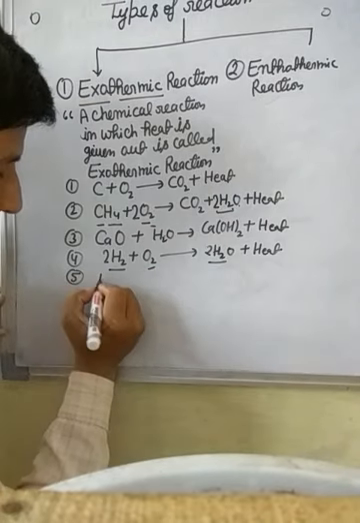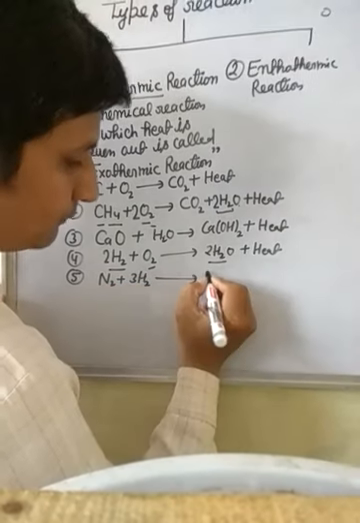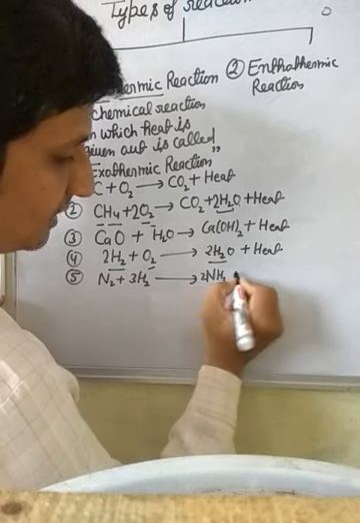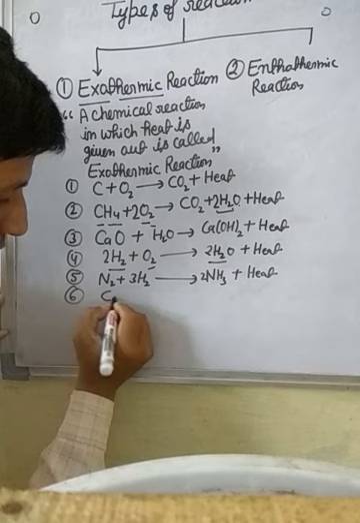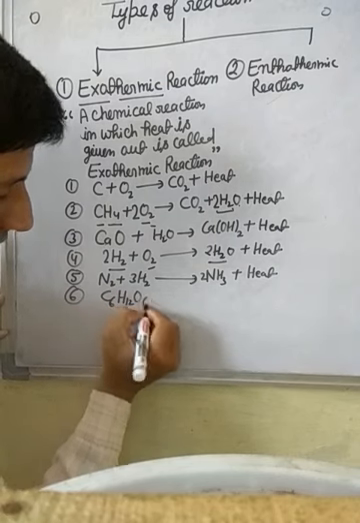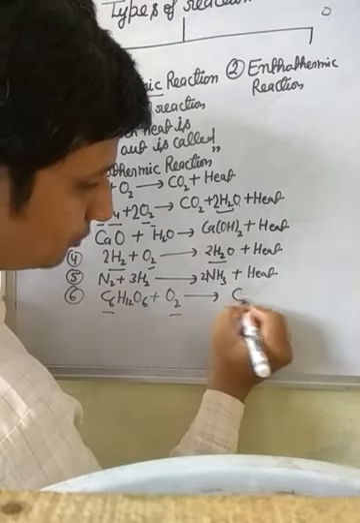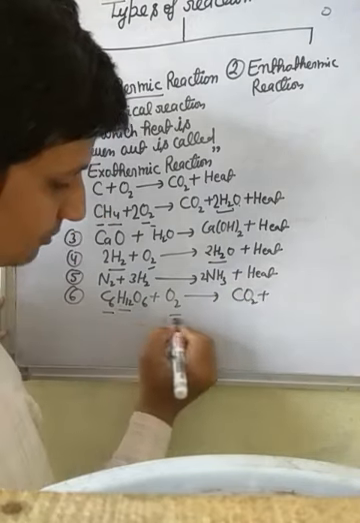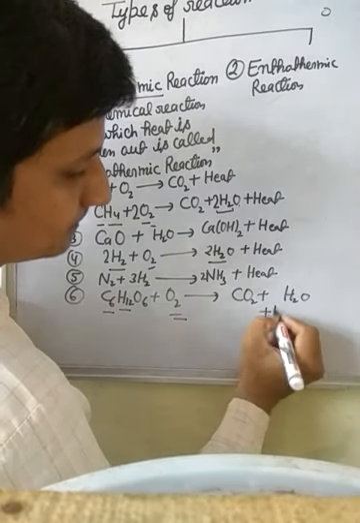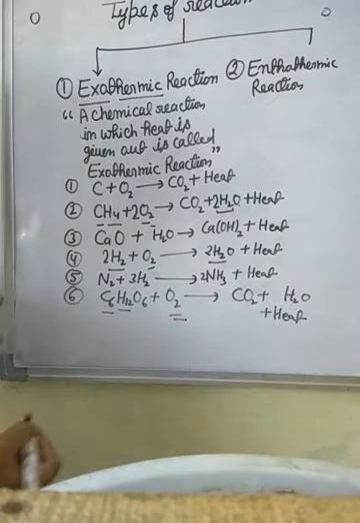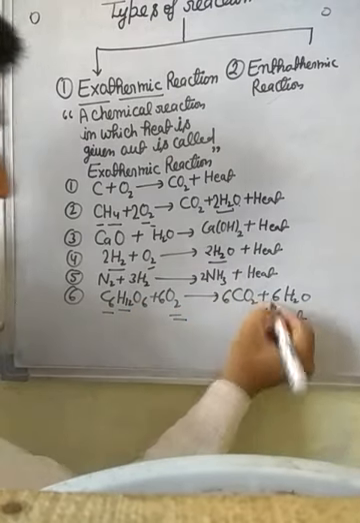Fifth example, nitrogen gas combined with hydrogen gas to form ammonia gas and heat is given out. And sixth example is glucose: C6H12O6 plus oxygen gives carbon dioxide and water plus heat is given out. Now we have to balance it. To balance this reaction, we have to take 6 oxygen, 6 CO2, 6 H2O.